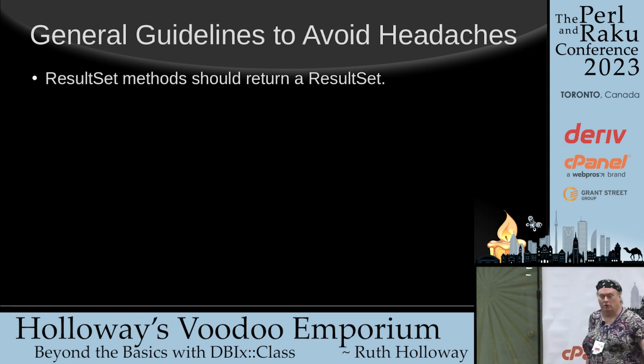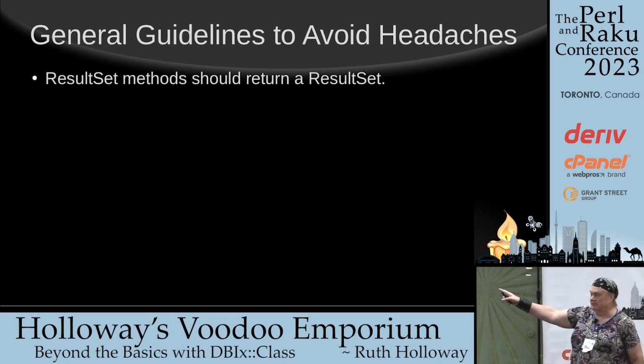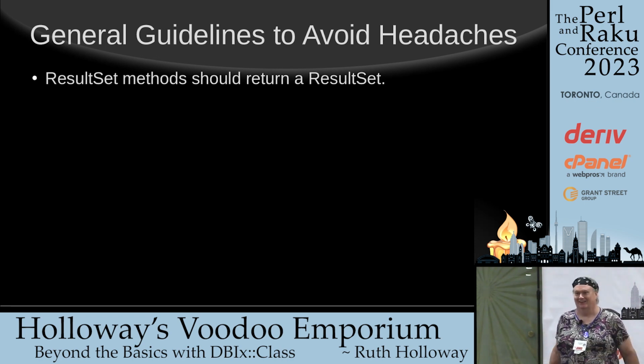ResultSet methods should always return a result set. Now that's me being a little pedantic. I get it. Sometimes you want to return an array of hash refs because you want it in non-object format because you're going to feed it to a front end that doesn't handle the object well. No, do that in your business logic. In the result set, the output should always be a result set so that you can chain it with something else like a helper. Because if you don't do that, then you can't chain it. That's got to be the last thing in the line.